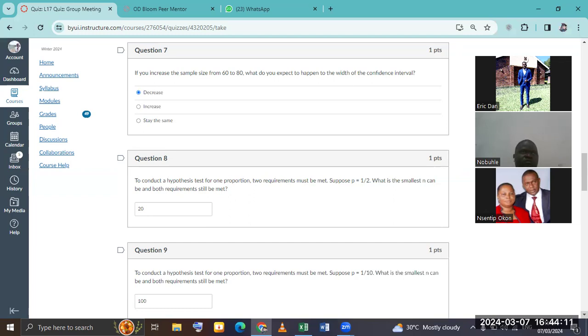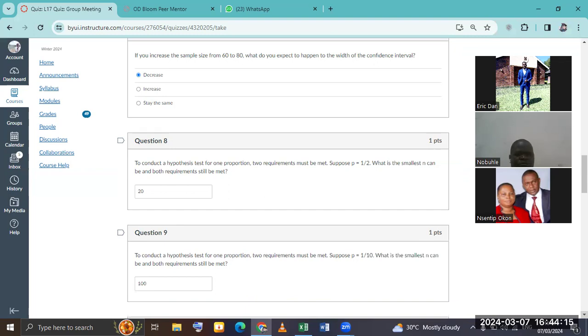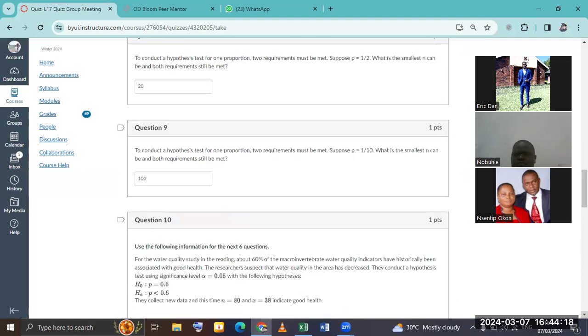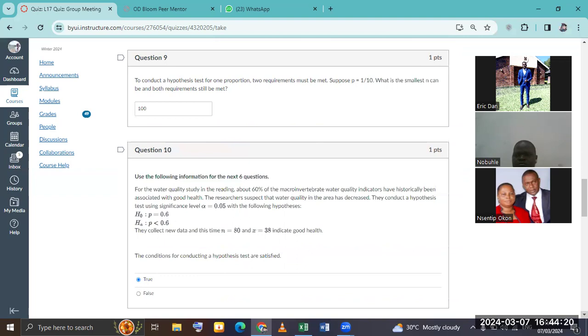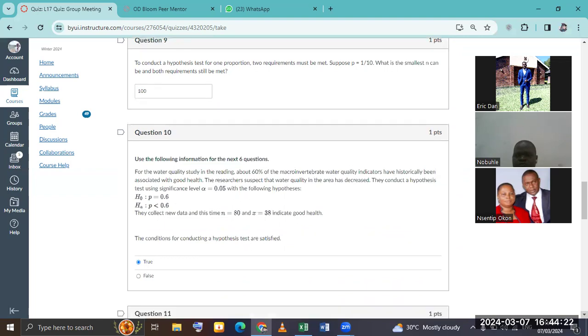Okay. Now scroll down. My concern is in number 13. So we'll start with this one first of all, right? Liku, are you free? Okay.